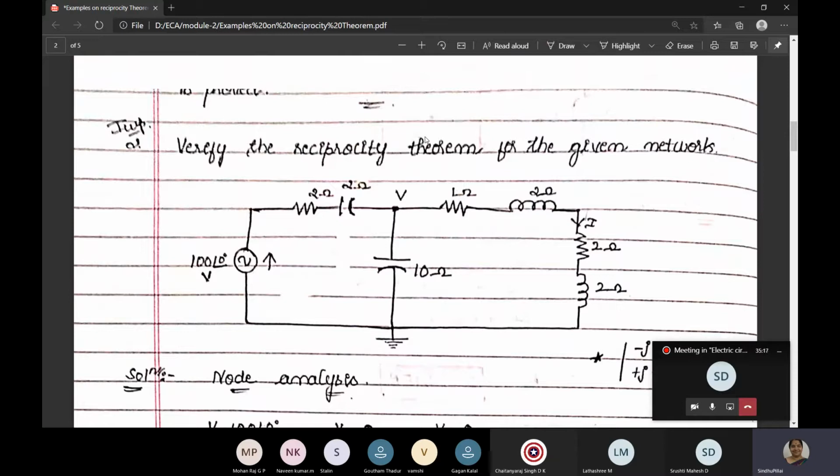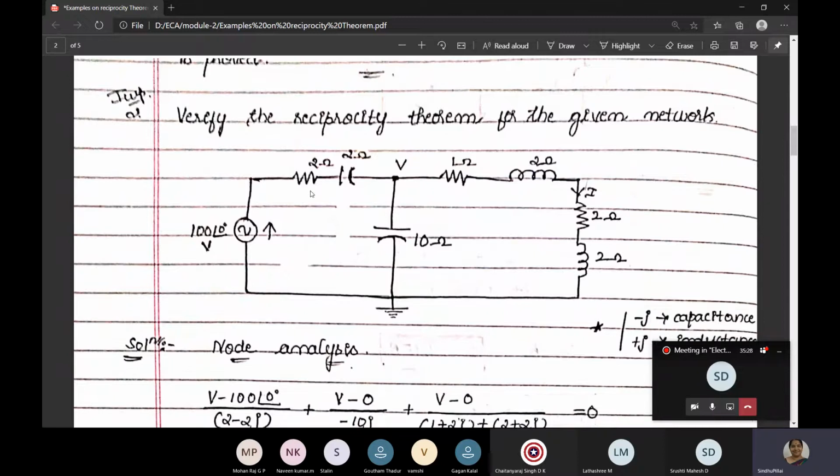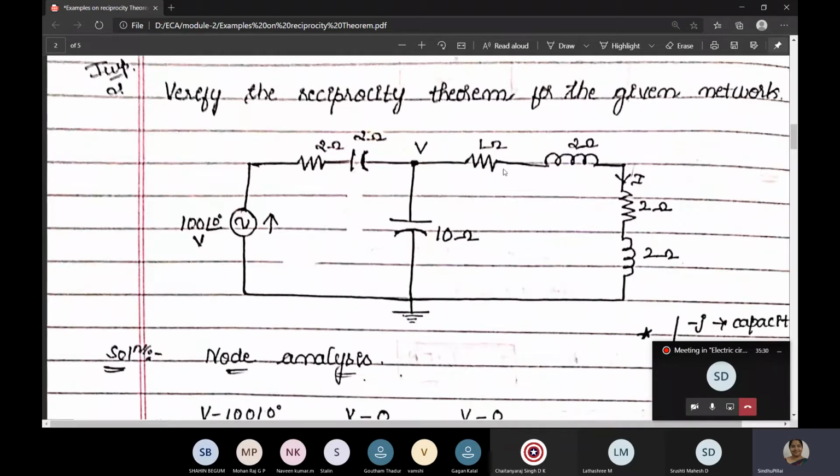First, all the problems are very important, and this reciprocity theorem has very few problems, and those will always be repeated. So this is one of the problems here. Verify the reciprocity theorem for the given network.